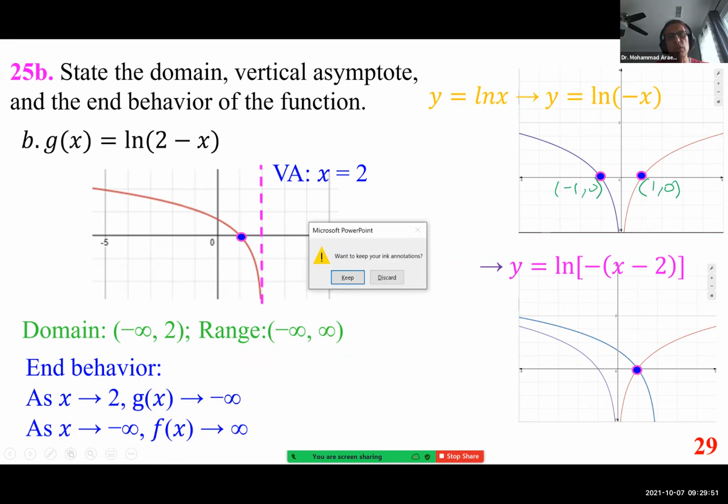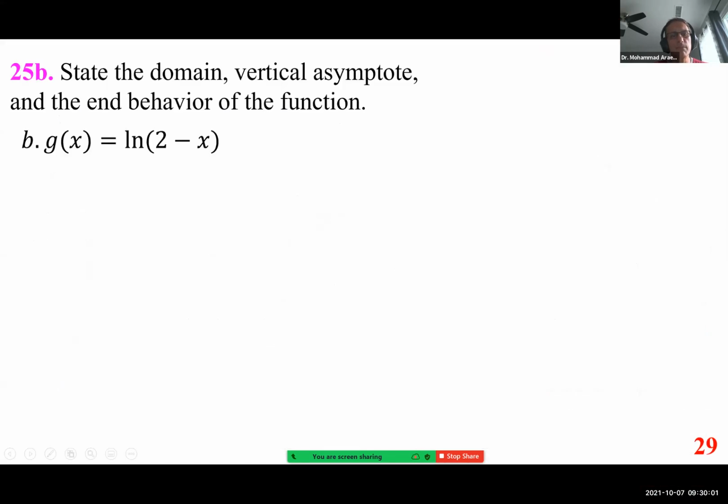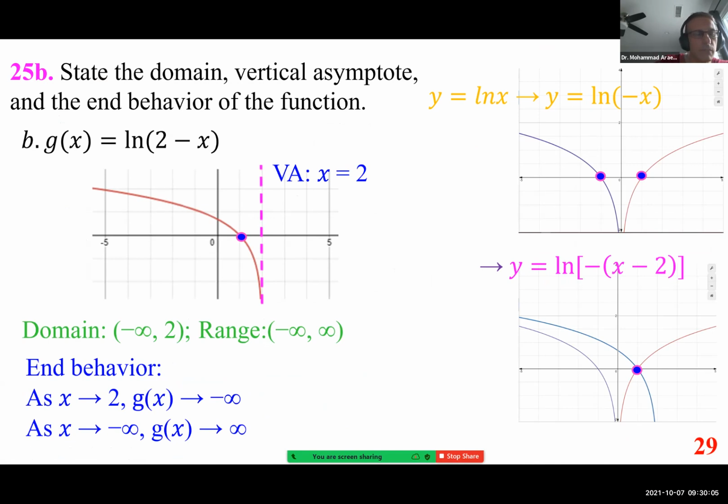First of all, let me just change this to g of x. Then I want to add a couple of things. Now, notice as we get closer and closer to 2, this goes to negative infinity. And when x goes this way towards negative infinity, it blows up to positive infinity.